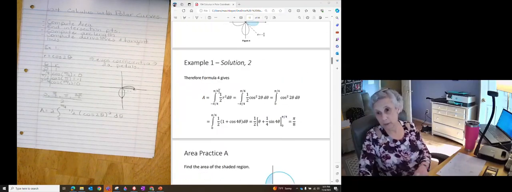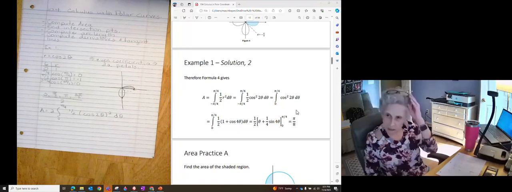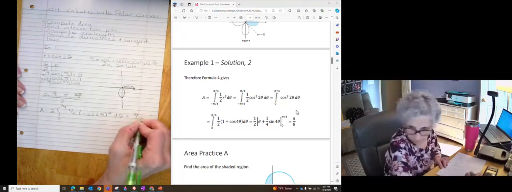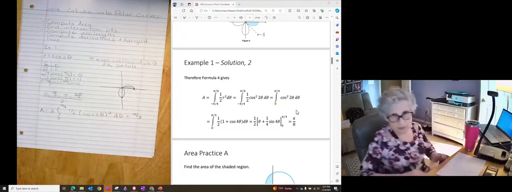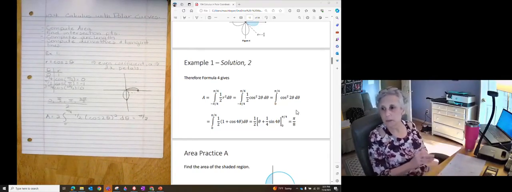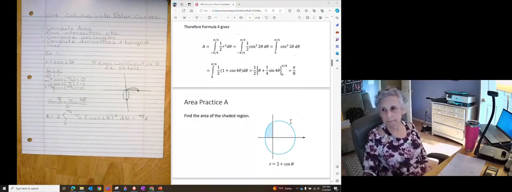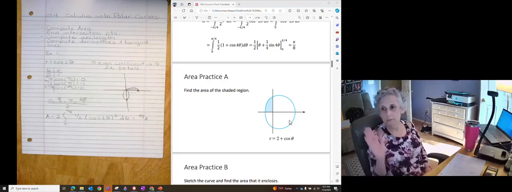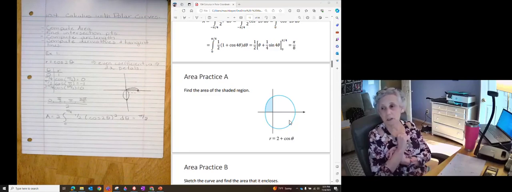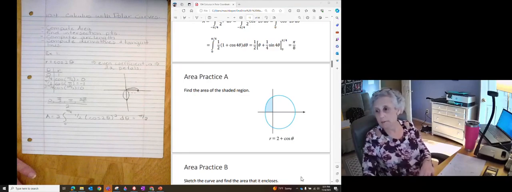I wrote it as negative pi over 4 to pi over 4 there. And then since it's cosine squared, you know you have to use that double angle formula. On this particular test, I'll actually let you just plug it in your calculator. But we end up with pi over 8. So give this one a try. You can tell exactly what your limits of integration are going to be just from the picture on this one. So give it a go, see how it goes.